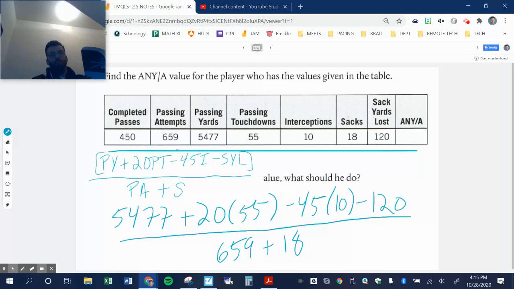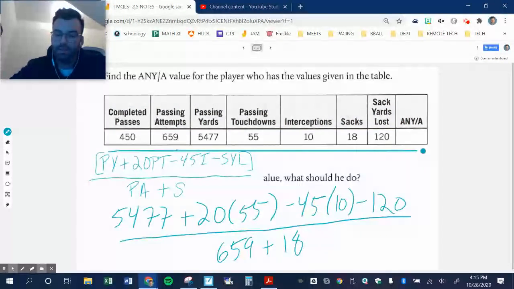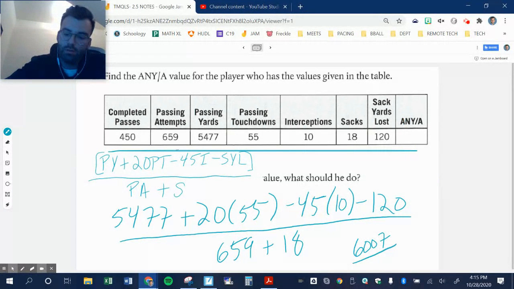I want to figure out what the top numerator is. Remember, plug it in as you see it in your calculator or on Desmos. That's 6007 all over 677. If I divide that, I get 8.87. So 8.87 would go right there. That quarterback's rating is 8.87. What does that stand for again? Adjusted net passing yards per attempt.